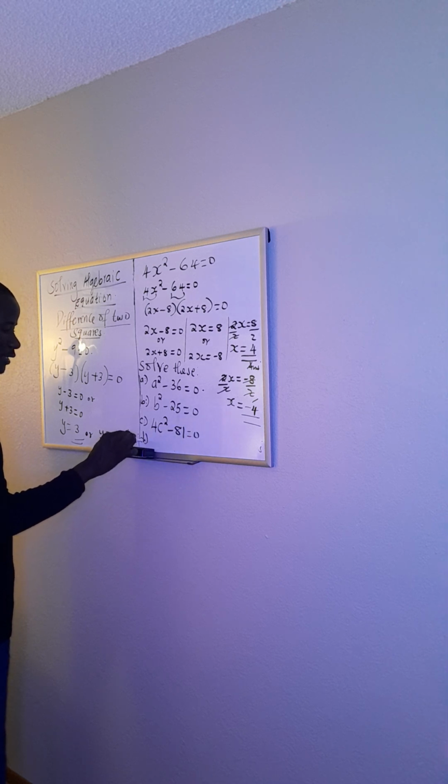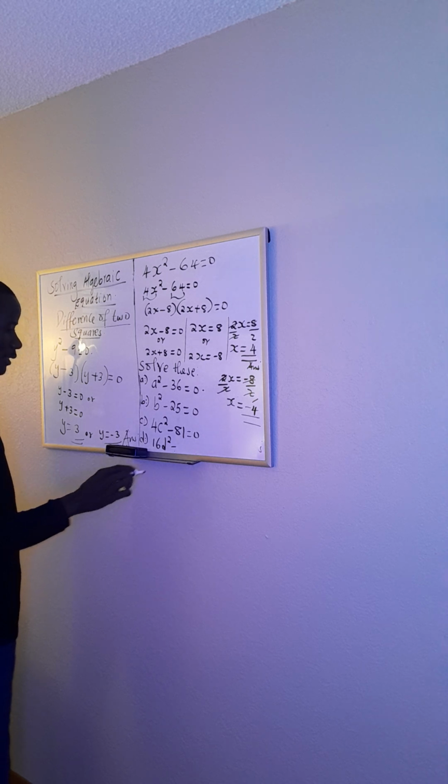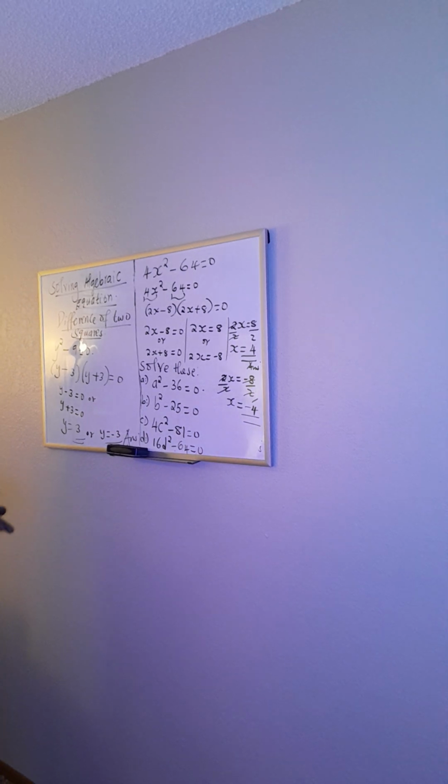Then lastly, the last question, 16d squared minus 64 is equal to 0. So try and solve for me this difference of two squares. Yeah, a difference of two perfect squares equal to 0.